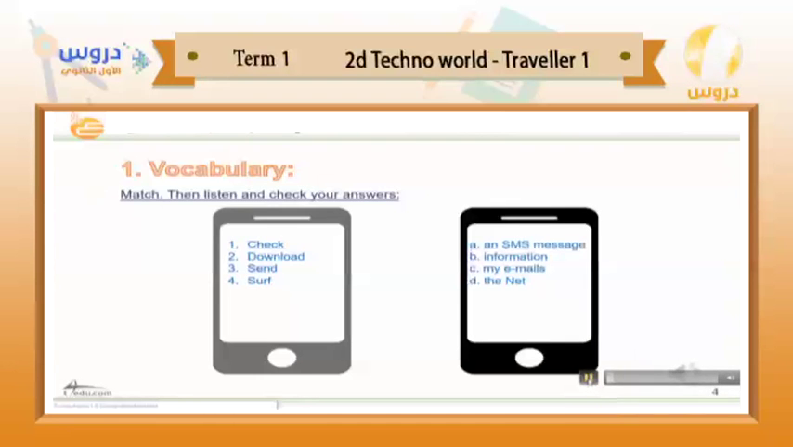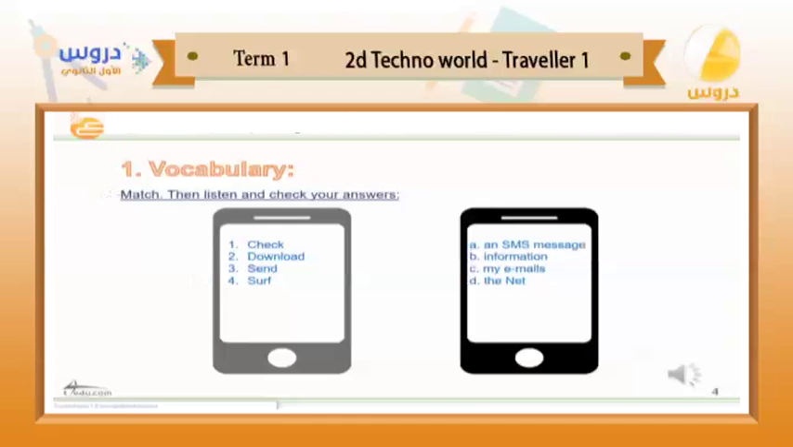2D Techno World. 1. Vocabulary. Match. Then listen and check your answers. 1. Check my emails. 2. Download information. 3. Send an SMS message. 4. Surf the net.